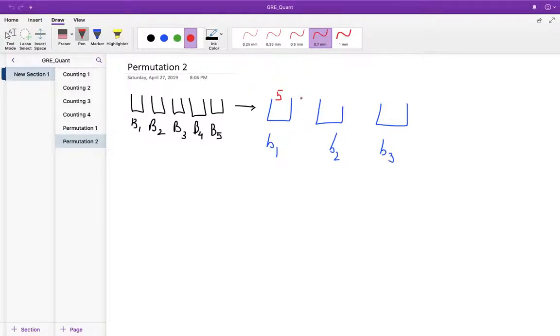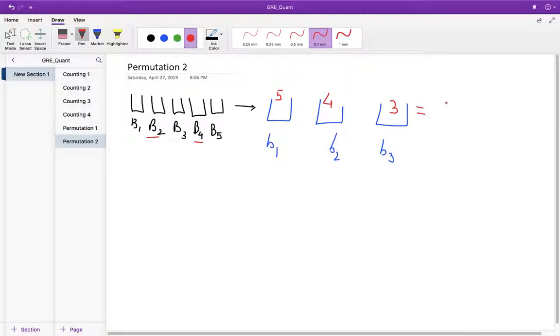But let's say you've chosen any of the books. Let's say you choose B2. How many ways are there to place a book in bucket 2? There would be 4 ways, right? Because B2 has already been chosen. So we write 4. And let's say you chose B4. So how many ways are there for the third bucket to be filled with a book? It's 3 because it could be either of B1, B3 or B5. So the total number of ways comes out to be 5 into 4 into 3. That comes out to be 60.